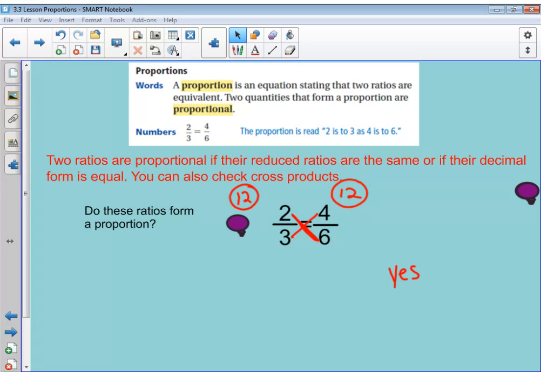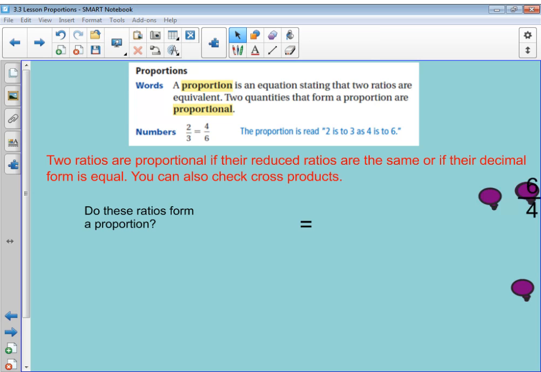So notice that we went through 3 different ways that we could decide whether or not a set of ratios were proportional to each other. So I want you to let's try this one. You can decide, do I want to do equivalent fractions? Do I want to go through and change them to decimals? Do I want to check cross products? Any of the methods should give you the correct answer.